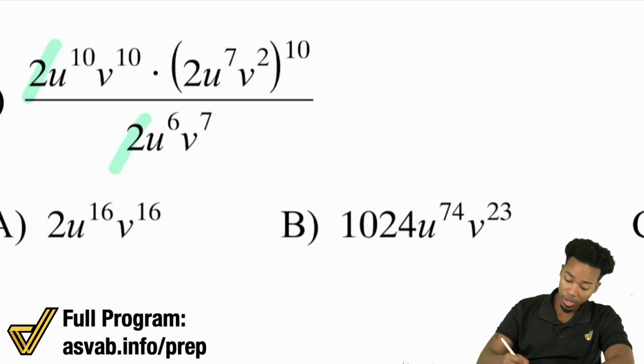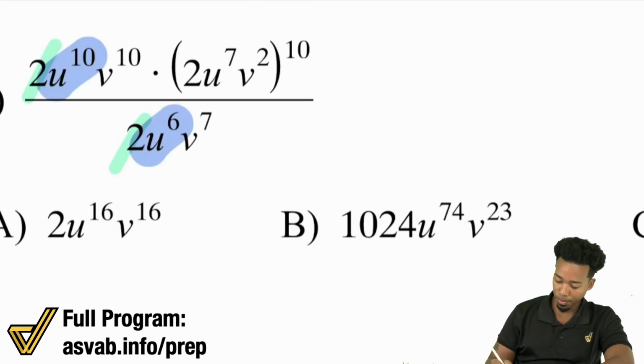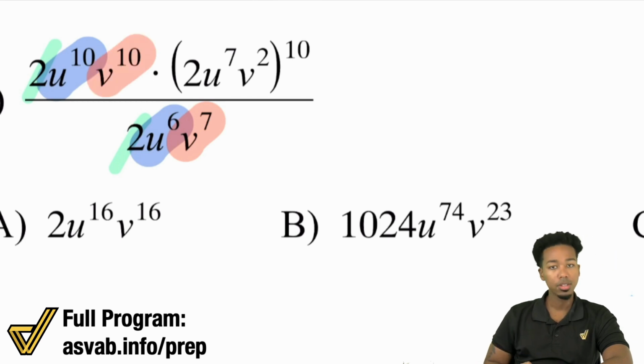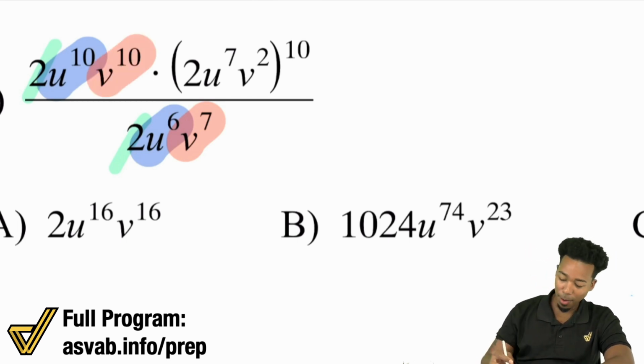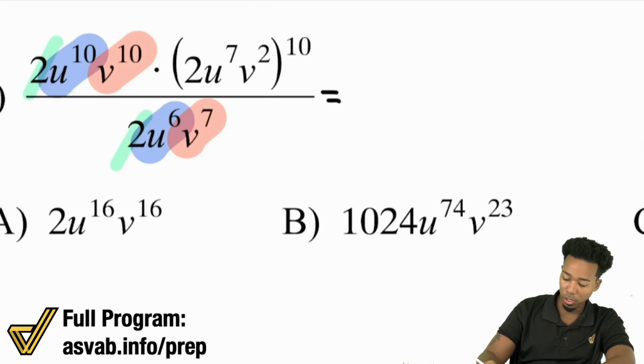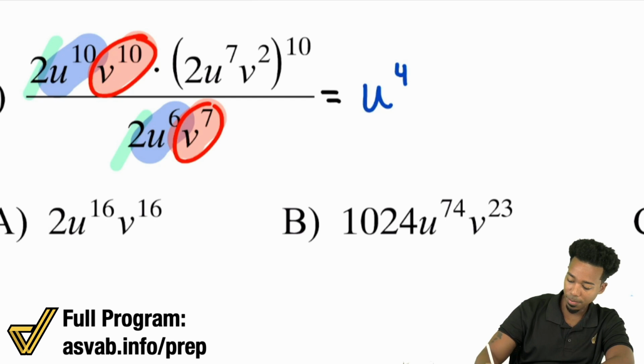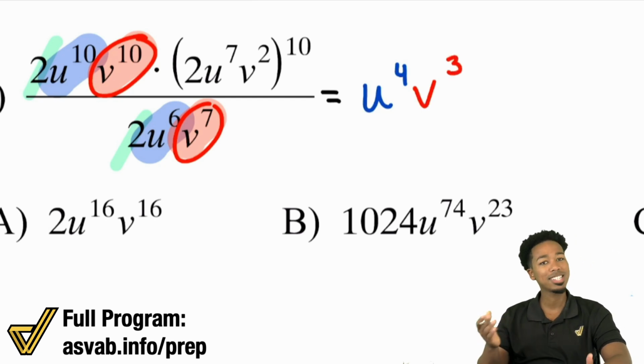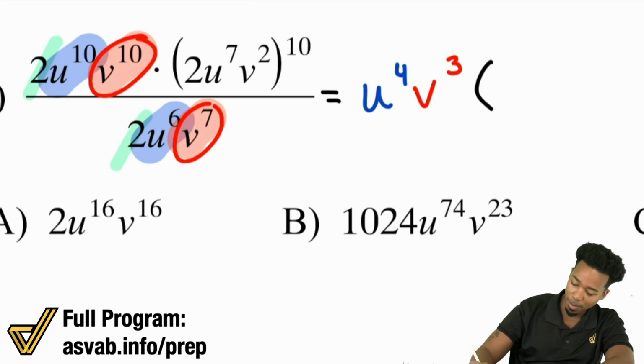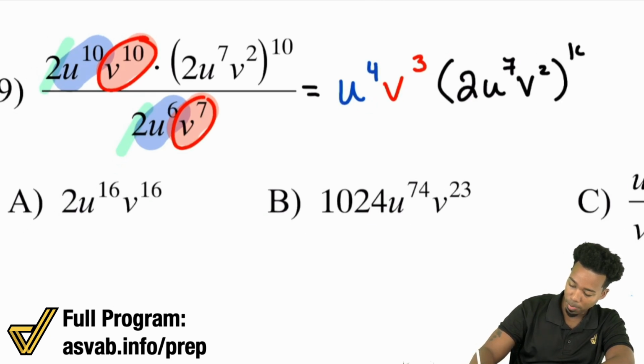And on top of that, we can apply the quotient law with the u and the quotient law with the v. You can absolutely do that. And so booyah, we can give ourselves a much easier time because notice, we're not going to have anything left in the denominator. The 2's cancel out. The u is going to be to the power of 4 because 10 minus 6 is 4, and you keep it up top. And then the v, you have 10 and 7, v to the power of 3. 10 minus 7 is 3, you keep it up top because 10 is the bigger number. And then you still have what that parentheses was: 2u to the power of 7, v squared, all to the power of 10.